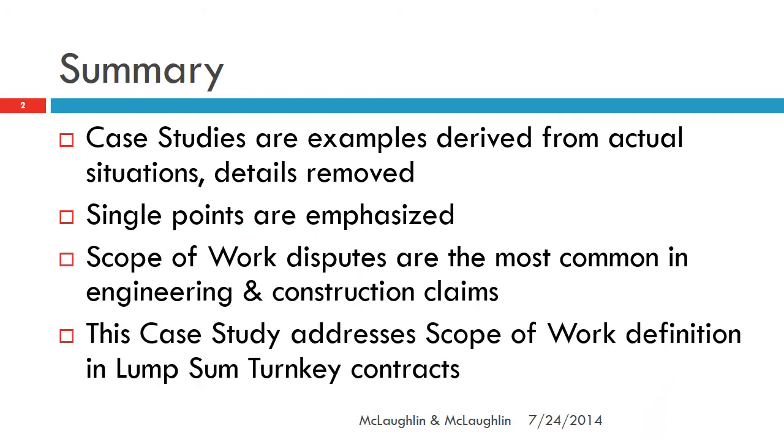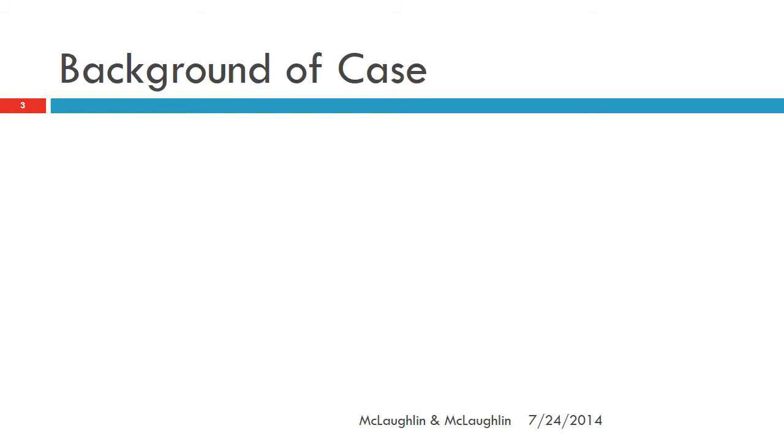Now, more specifically, this example that we're using here is more towards the scope of work definition. How do you define the scope of work in lump sum, fixed price? That means hard money or some of the other terms. How do you define the scope of work in lump sum turnkey contracts? This is a little tricky, and so it's something we want to be able to address. So now let's take a look at the case.